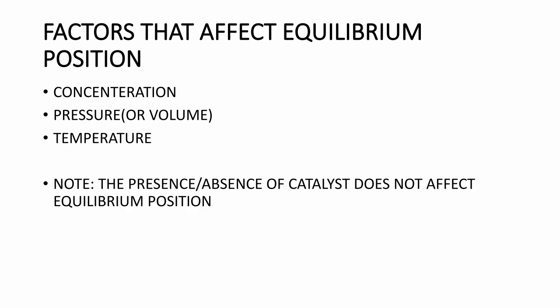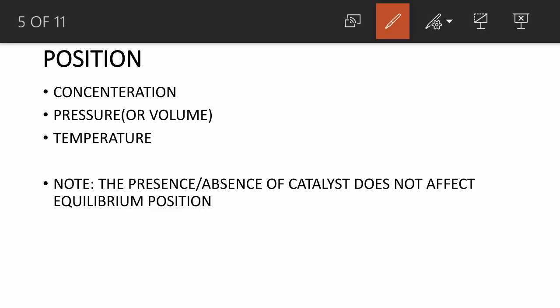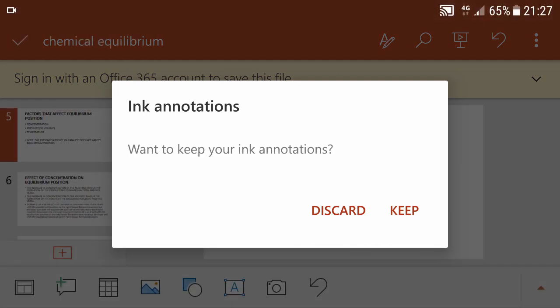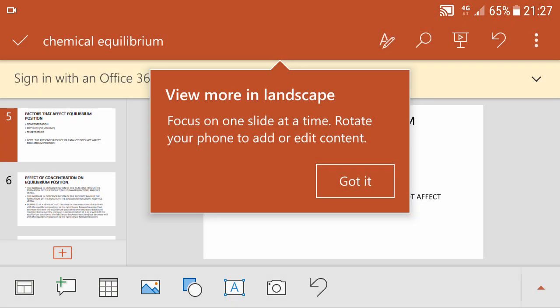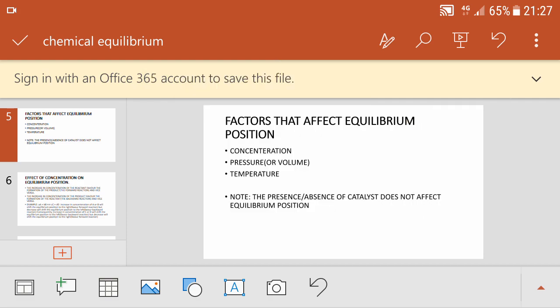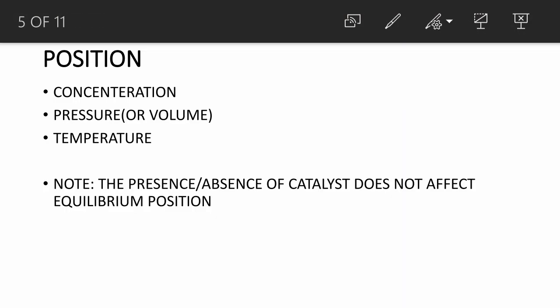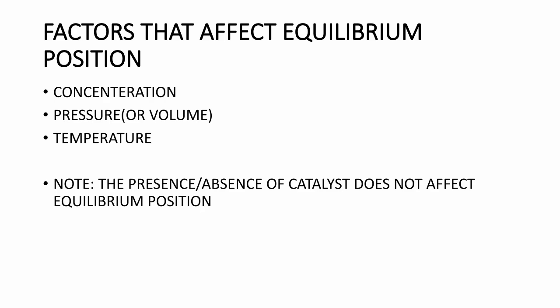Now let's see, what are these factors that affect equilibrium position? The first one is concentration. The second is pressure or volume, because they are inversely proportional. And the third is temperature. Please take note that the presence or absence of a catalyst does not affect equilibrium position. So catalyst does not affect equilibrium position.